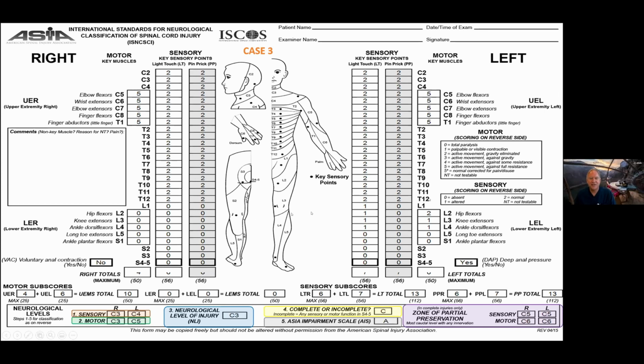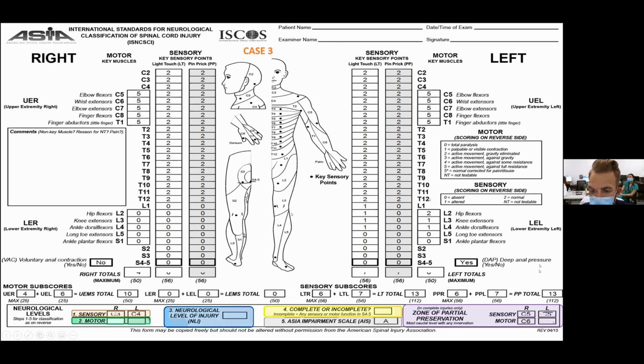So what would you call the neurological level of injury? I would say T12. All right. And would you call this a complete or incomplete injury? It is an incomplete injury. And why is that? Because they have deep anal pressure present.